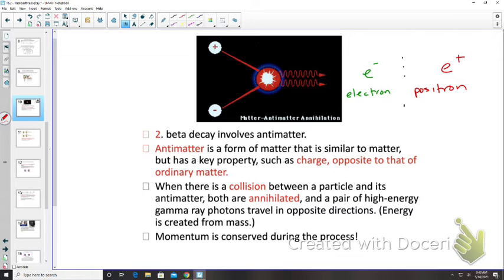Okay, if two particles were to collide, momentum would be conserved, so the rate at which the electron and the positron are moving towards one another will be reflected in the amount or how energetic those photons are after they collide. Okay? So yeah, beta decay involves antimatter, so if an electron and a positron meet, so just to write an equation for that. So an electron is -1 and 0, plus a positron, which is 1, 0. This will just form gamma rays.